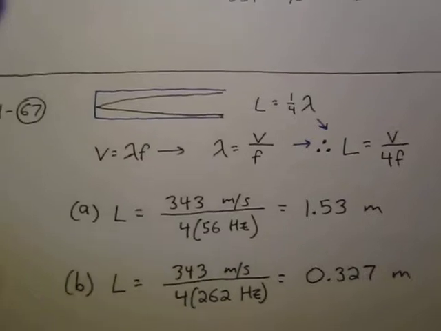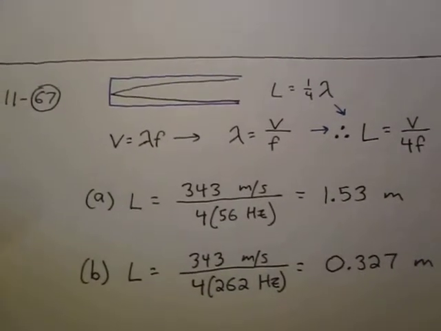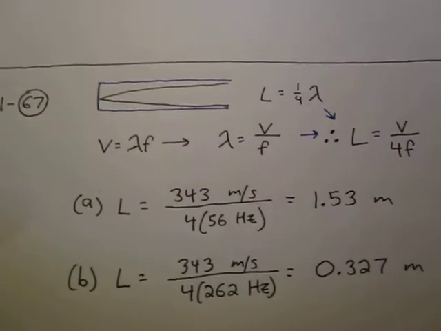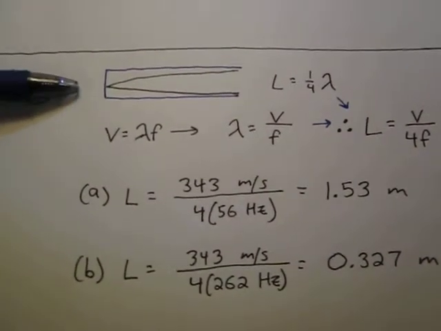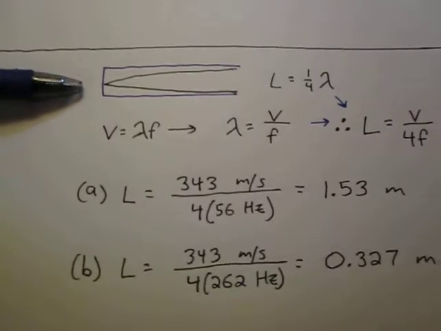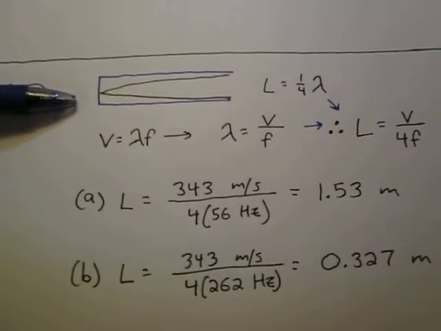The last problem on this video, number 67. We have a closed tube, which is the kind we talked about in class. This is the sort of diagram I drew in class, and what we see is the length of the tube is equal to 1/4 of the wavelength.